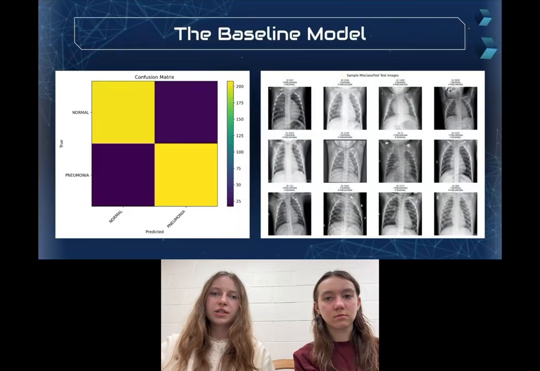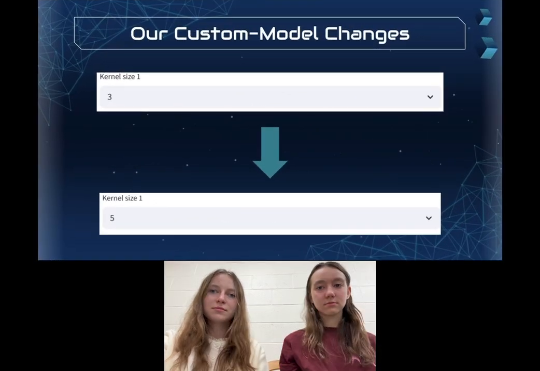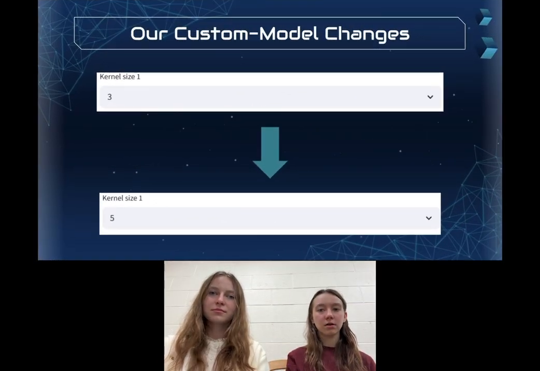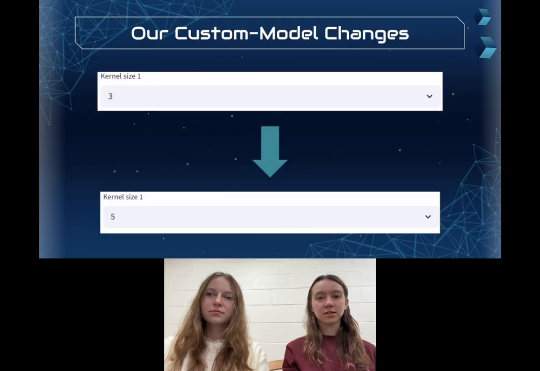For our simple misclassified test images, we noticed a pattern where the CNN was associating brighter images with pneumonia, even if they were normal. In order to try to solve the color problem, we decided to change the kernel size of the filters of the first convolutional block from 3 to 5, because the first convolutional block learns simple features such as color.